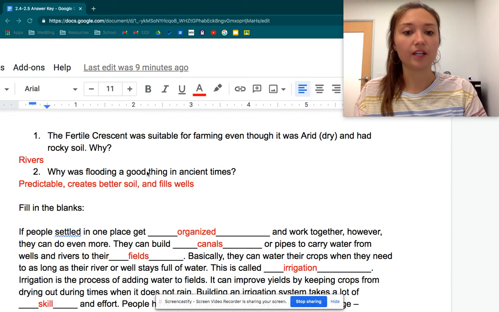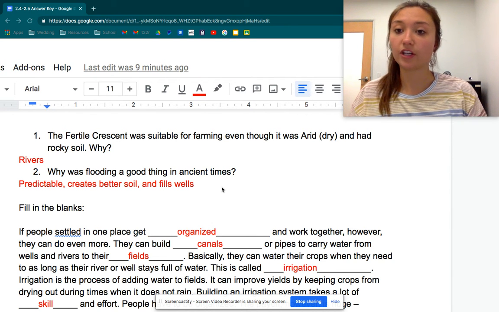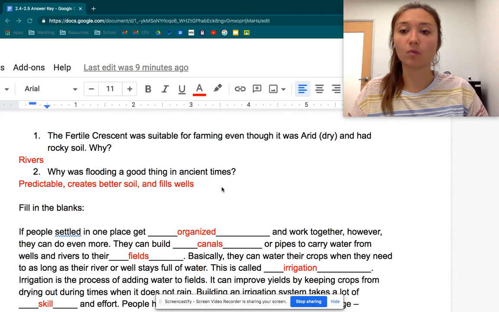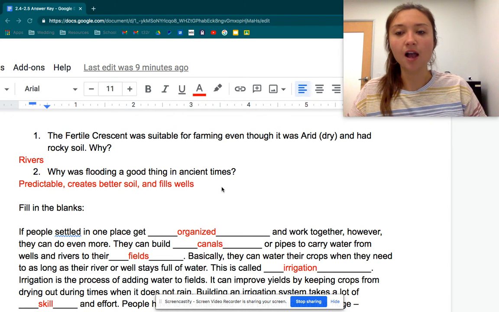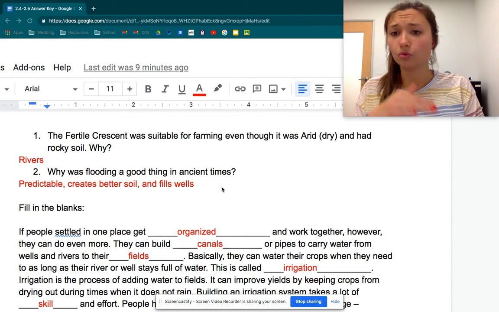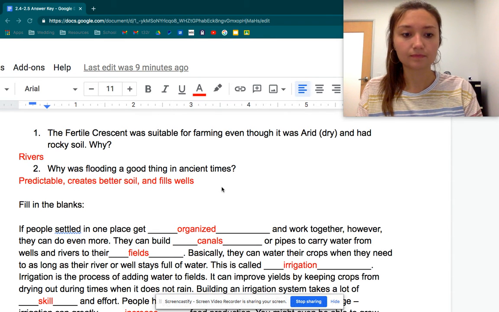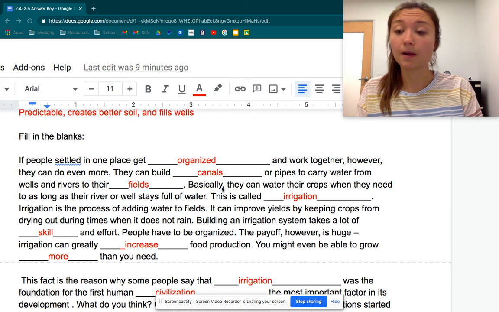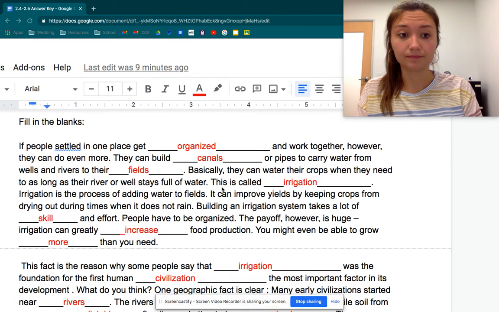2. Why was flooding a good thing in ancient times? Because it's predictable, creates better soil, and fills the wells. That's how they drank fresh water. They filled their wells with water and got buckets, and they went real deep into the ground. Very, very fresh water. And probably very rich in nutrients as well.